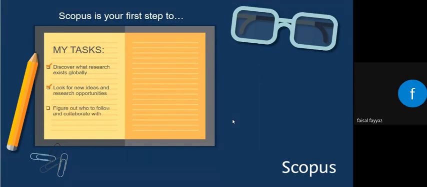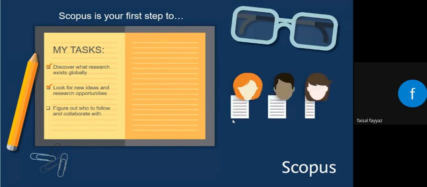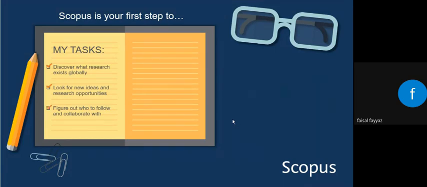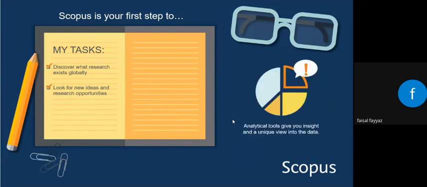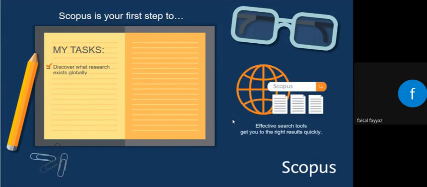So when we talk about figuring out who to follow and collaborate with, obviously this is again a point: in-depth author and article level metrics help you evaluate research impact. If we look at the first point, discover what research exists globally, effective research tools get you to the right result quickly. It shows where the world stands, and in this way you can manage the boundary of your research.